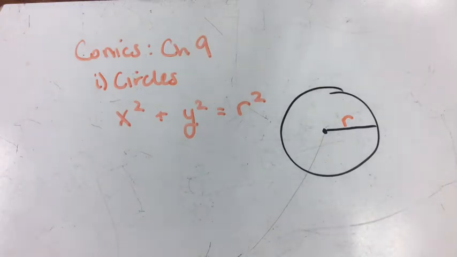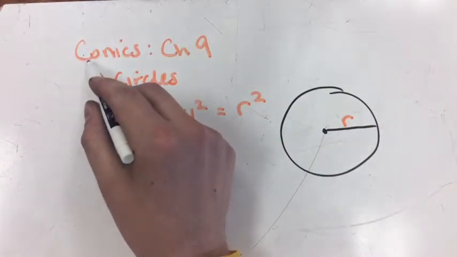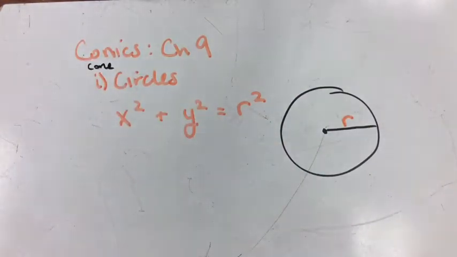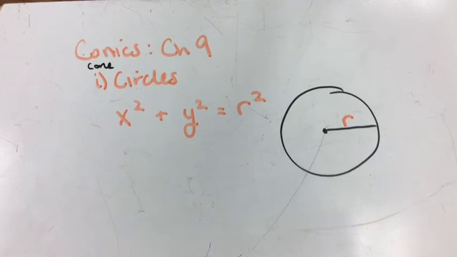Okay, I need to introduce you guys to Chapter 9, which the very first section is circles. Circles is the first conic that we're going to look at. Conics comes from the word cone. When you slice a cone with a plane, going back to geometry, depending on how you slice the cone, you'll get different shapes. The first shape that you get is a circle, okay?